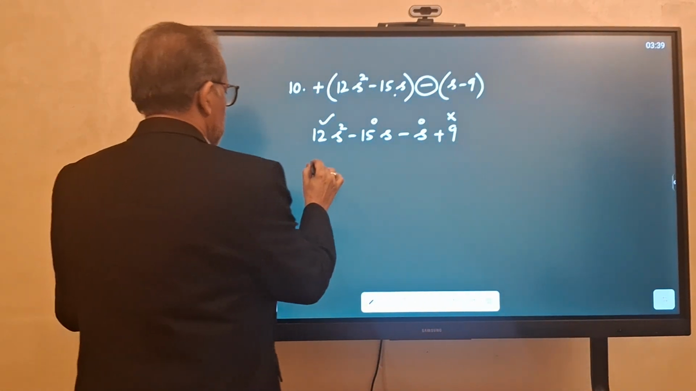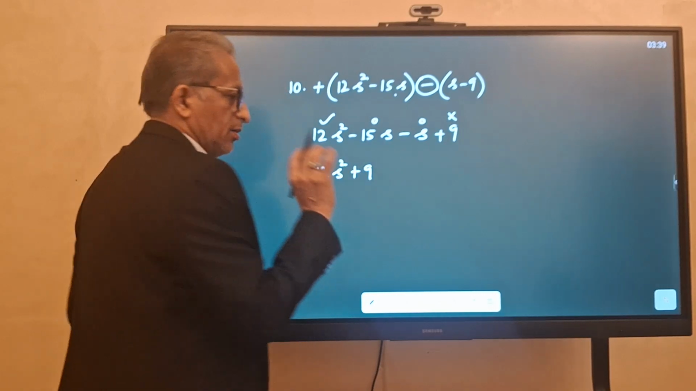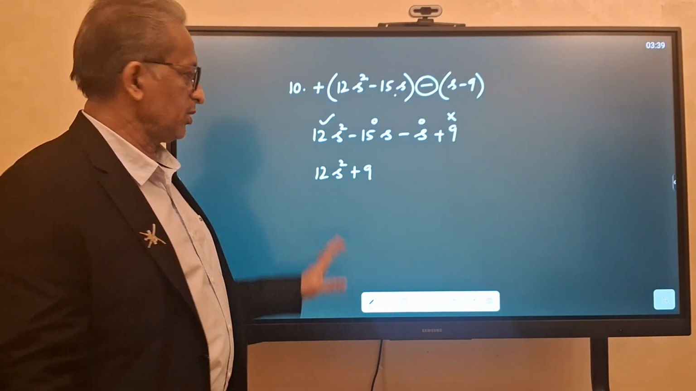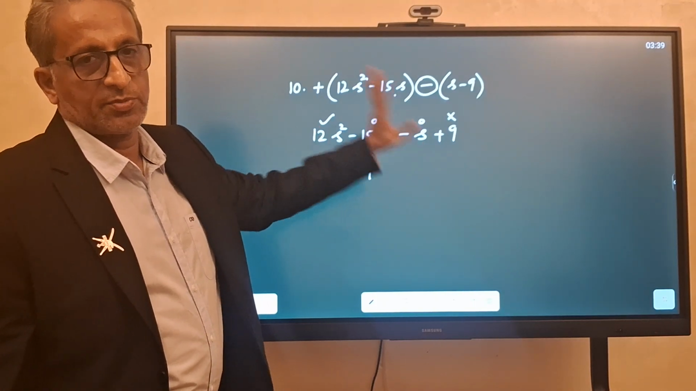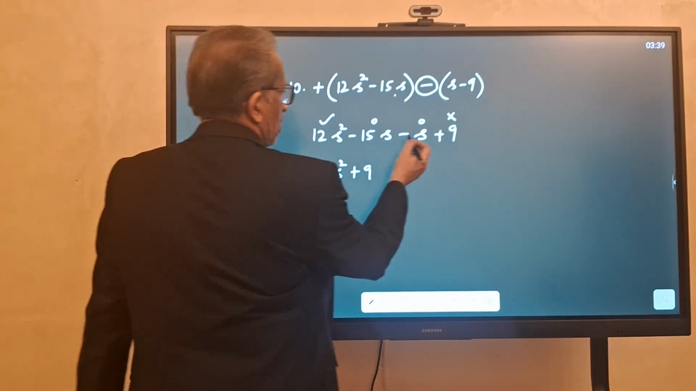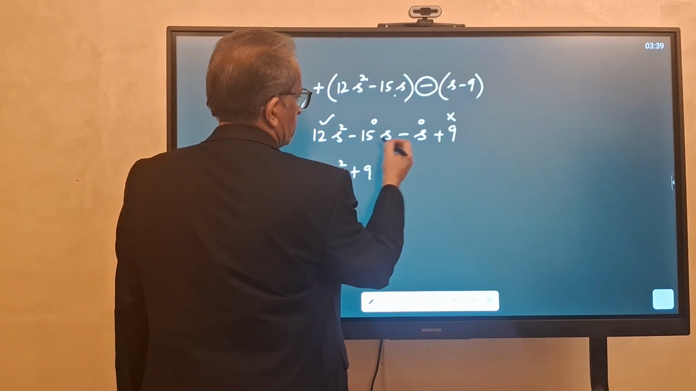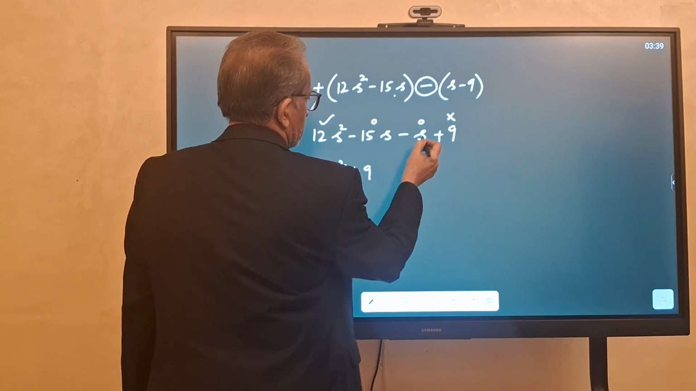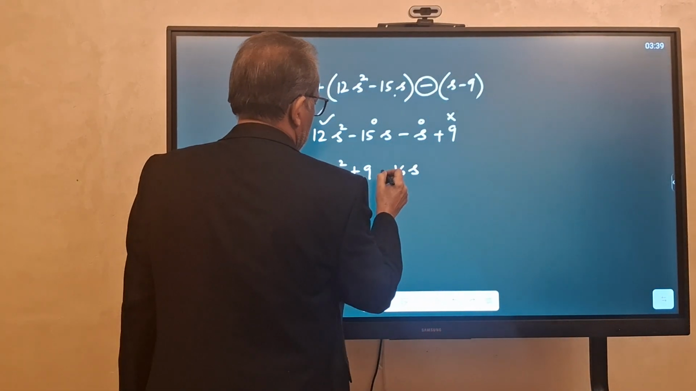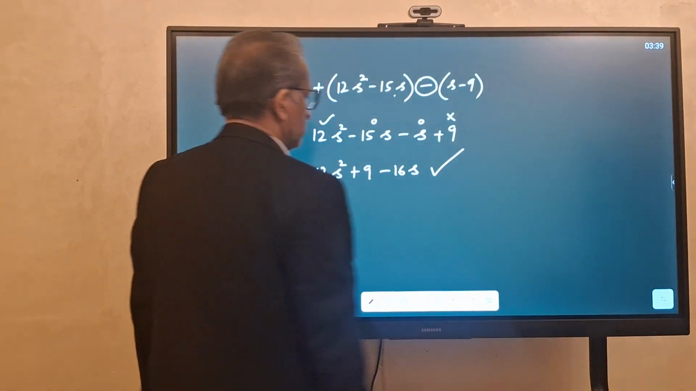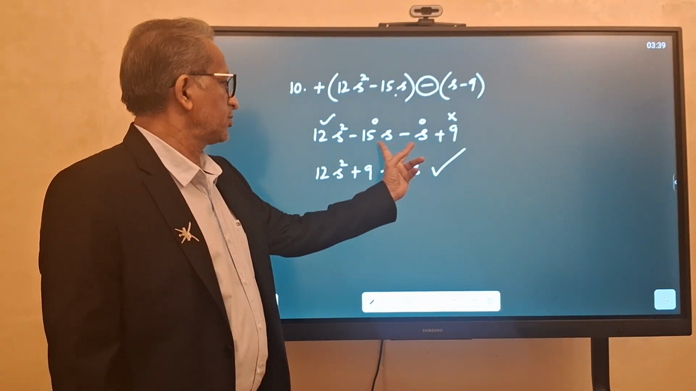So that means 12s square plus 9, I am not going to touch it. That means there are no similar terms. Therefore, I will not add or subtract. But these two are similar terms, that is like terms, but they are minus. Minus means I have to add 15s plus s, that is 16s. The sign should be negative. This is the answer.